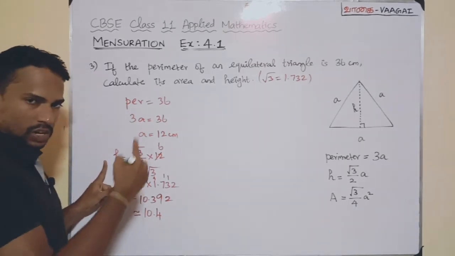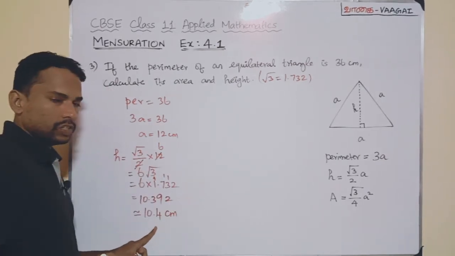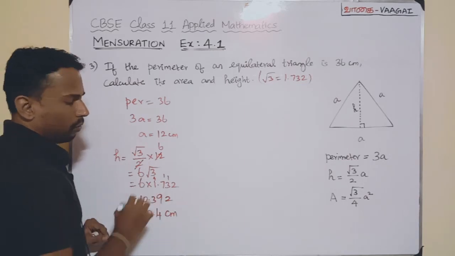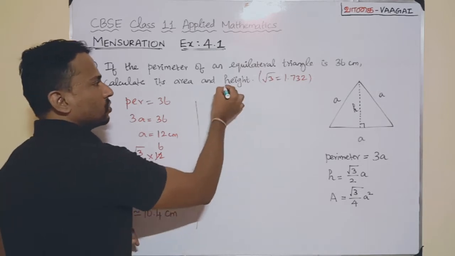So height of this equilateral triangle is going to be 10.4 centimeter, because we are finding height, it's going to be centimeters. So we found the height. So height is 10.4 centimeter. That's done. And next is we need to find the area also. Okay, height is found and area.